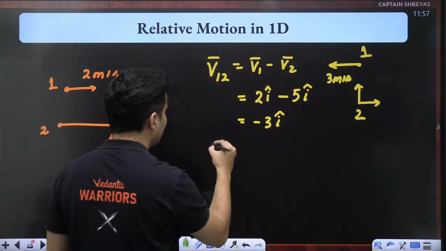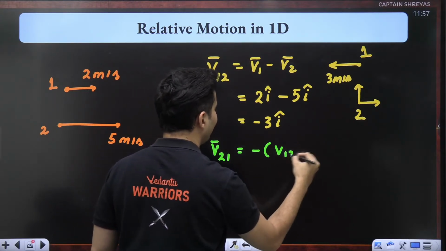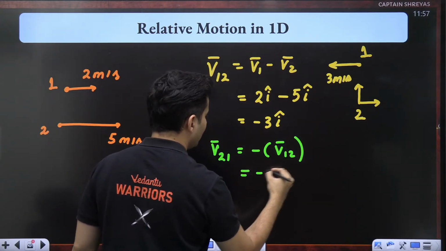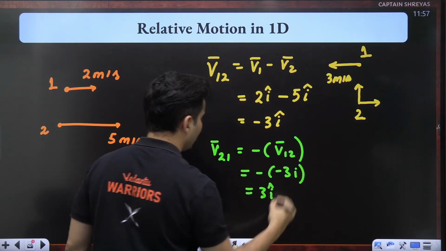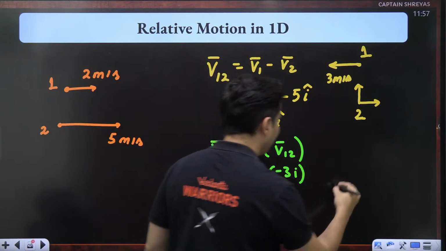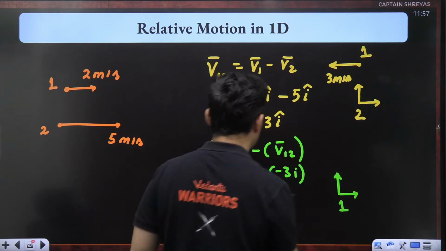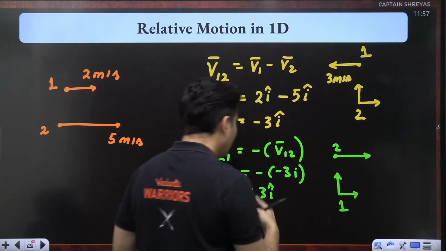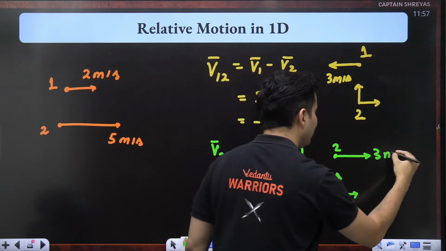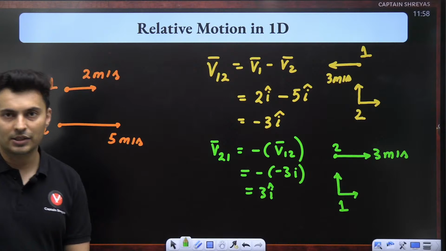Similarly, if one decides to find V21, we know it will be negative of V12. So it will be negative of minus 3 i cap, which is basically 3 i cap, which means if now 1 becomes the observer and looks at 2, that person will see him going at a speed of 3 meters per second in the i cap direction, which is the positive x-axis direction.